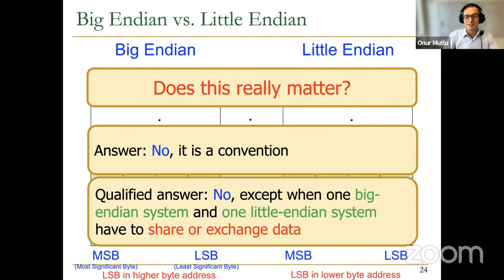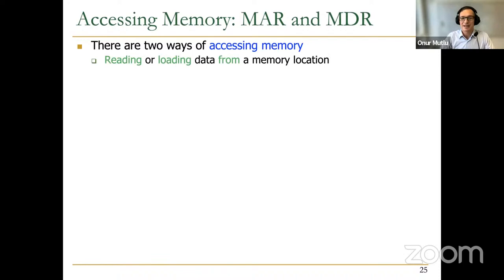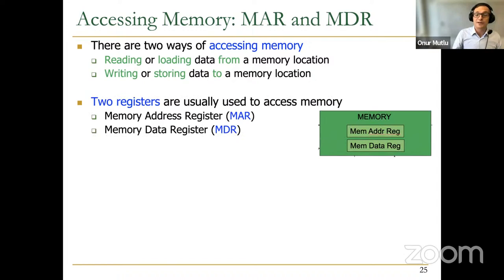Okay, so let's take a look at how we access memory. There are actually two ways of accessing memory. We can read or load from a memory location, and we've seen how to do that earlier. Now we're going to abstract it away a little bit. We can write or store data to a memory location as well. And normally we use two registers to access memory. These are actually microarchitectural registers. They don't need to be visible to the programmer, and we will see that in the next lectures.